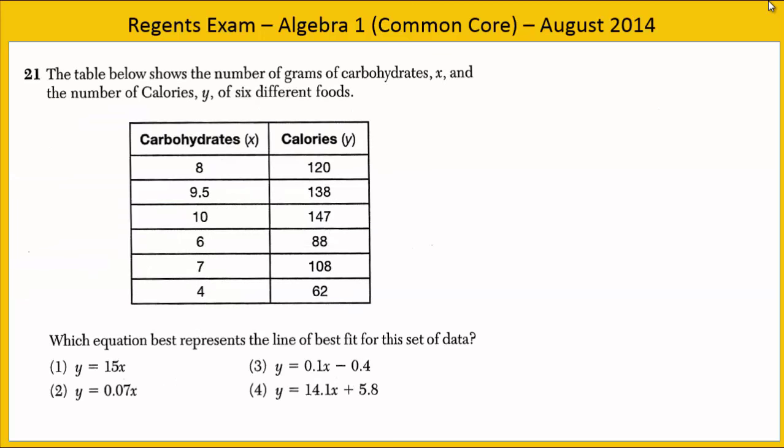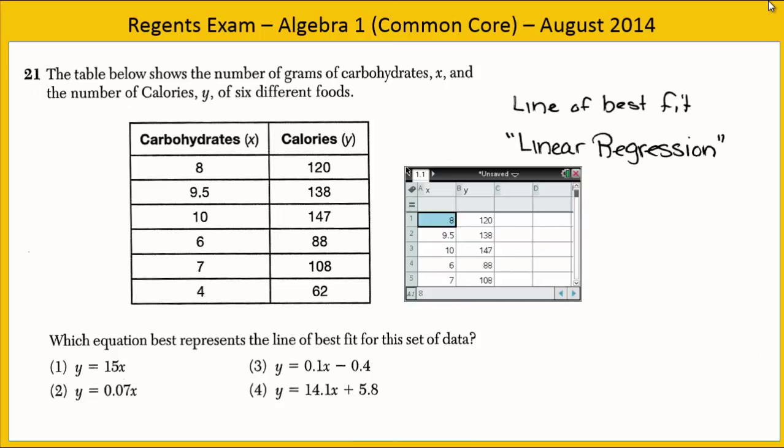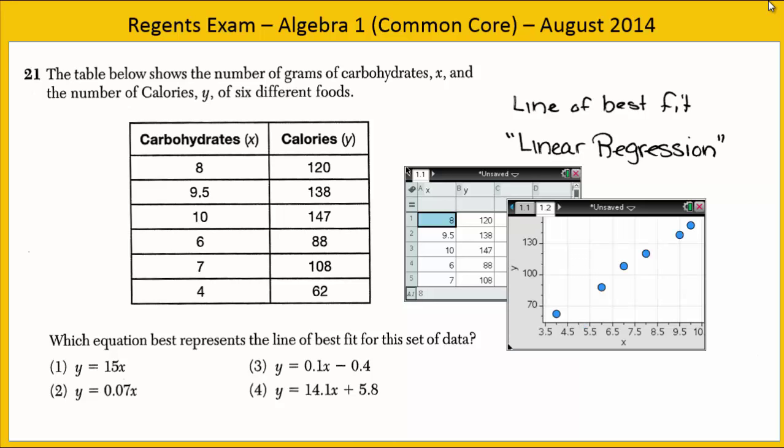In problem 21, we're given a table of values that shows the grams of carbohydrates and the number of calories. We're asked which equation best represents the line of best fit for this set of data. We begin by doing a linear regression. Enter the data into your table in the list and spreadsheet. Then go to the Data and Statistics screen and perform a linear regression. Which equation best matches that?